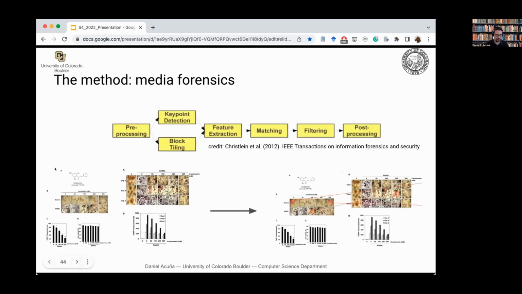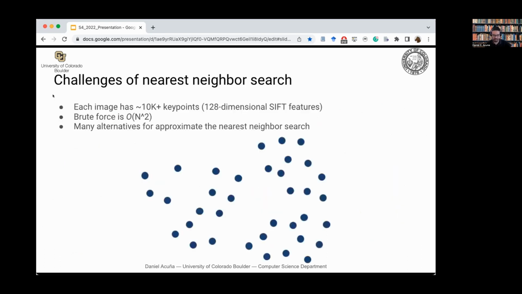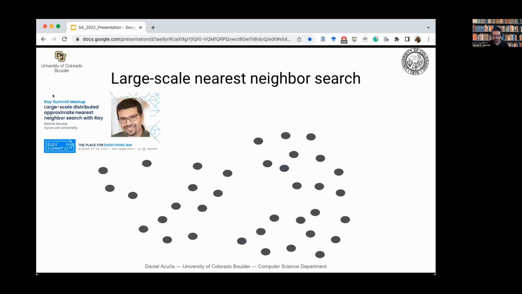I won't go through much of the details, but basically we have a pipeline that is, again, very standard for media forensics to extract features from the images, and we do matching. So we have the image, then we extract key points of the image, and then we do matching. We need to find areas that are similar. To do that, we need to do something called nearest neighbor search. That's very computationally intensive. I won't bore you with the details, but basically we do an approximation.